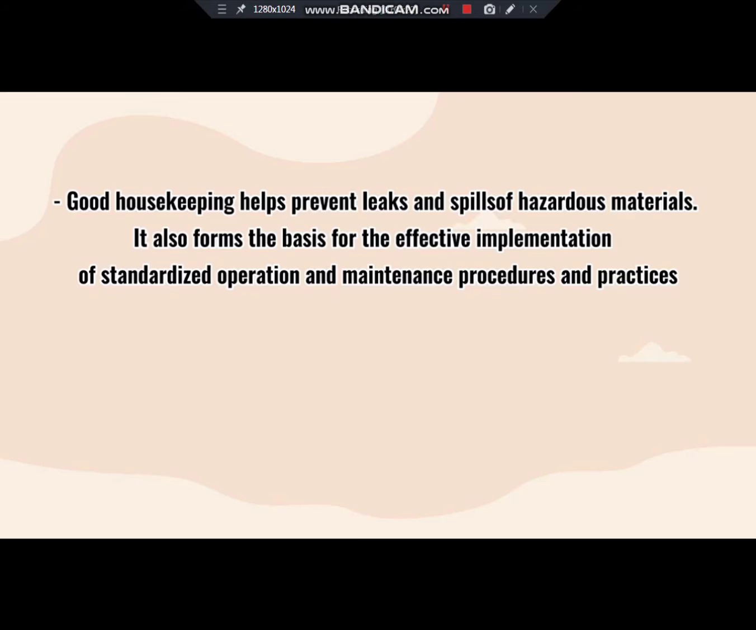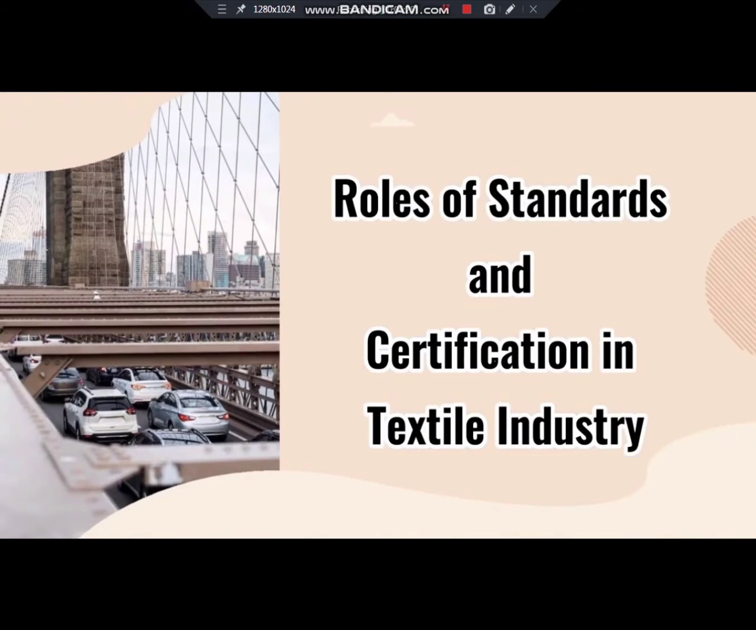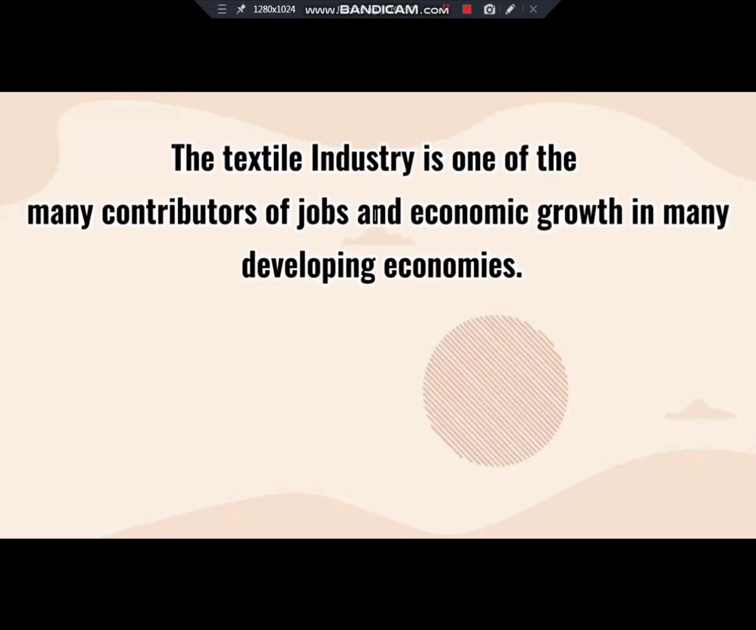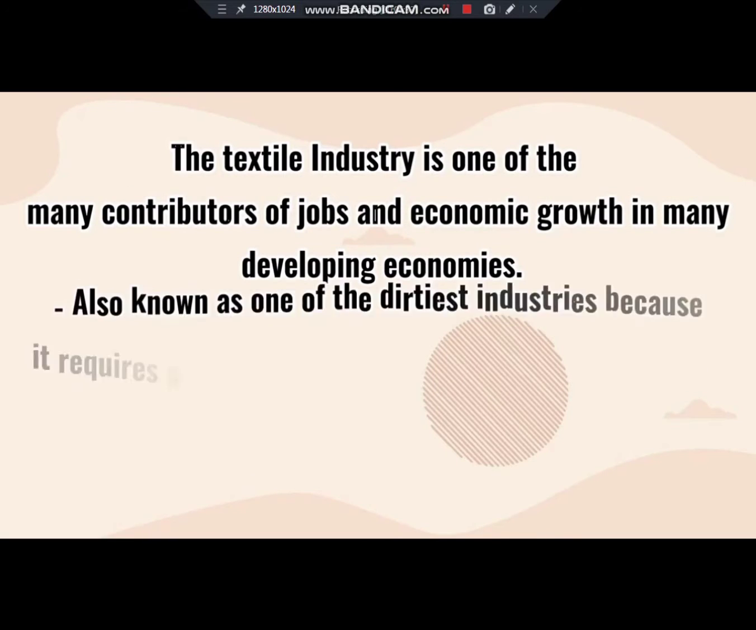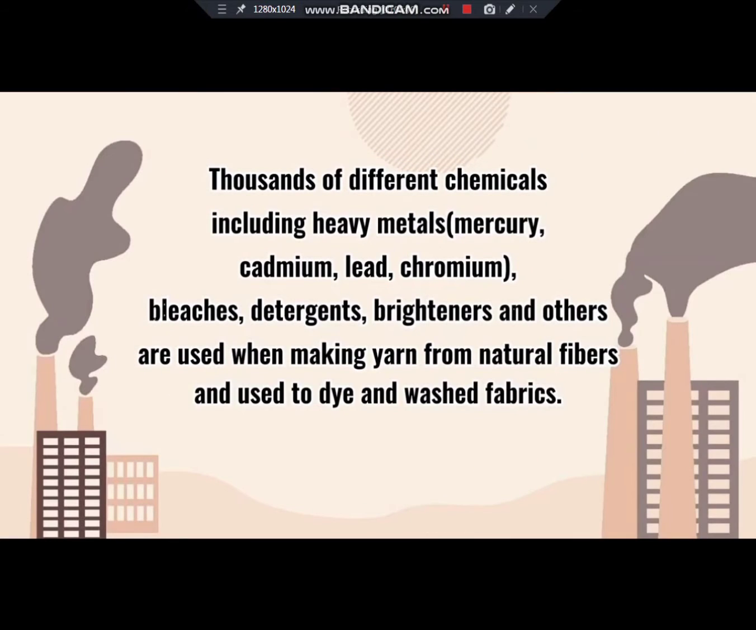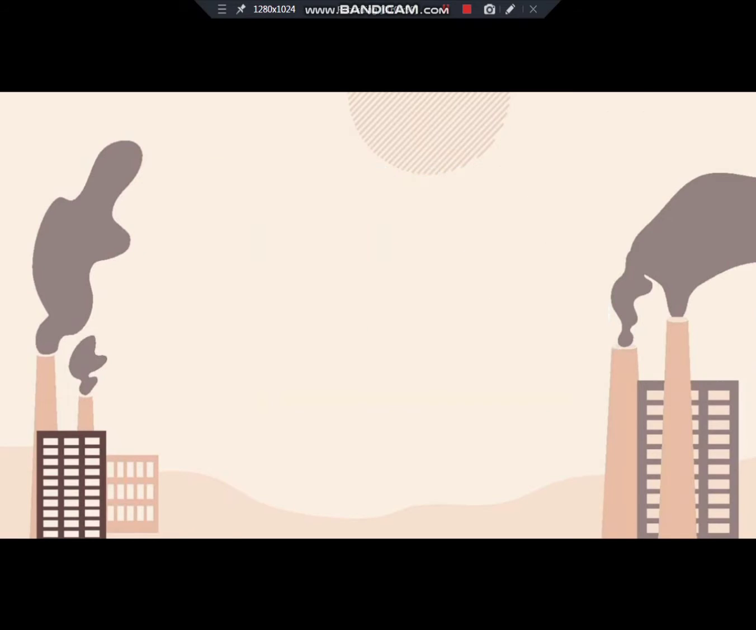Roles of standards and certification in the textile industry. The textile industry is one of the many contributors of jobs and economic growth in many developing economies. It is also known as one of the dirtiest industries because it requires a great amount of chemicals and water during wet processing. Thousands of different chemicals, including heavy metals like mercury, cadmium, lead, chromium, bleaches, detergents, brighteners, and others, are used when making yarn from natural fibers and used to dye and wash fabrics.